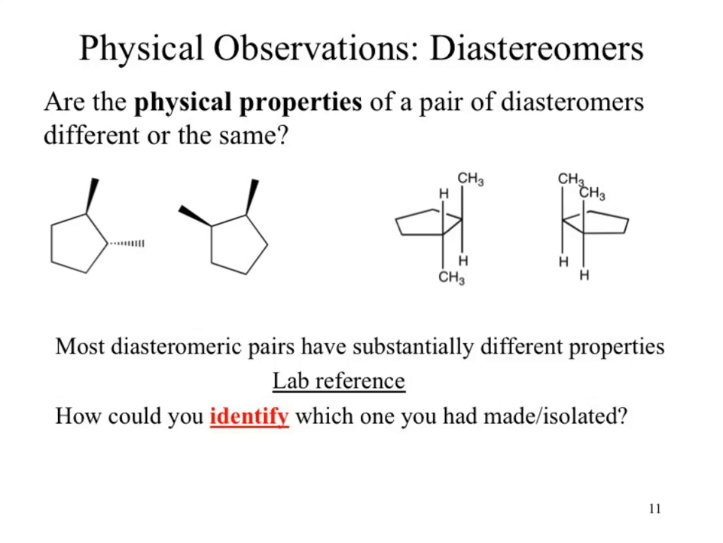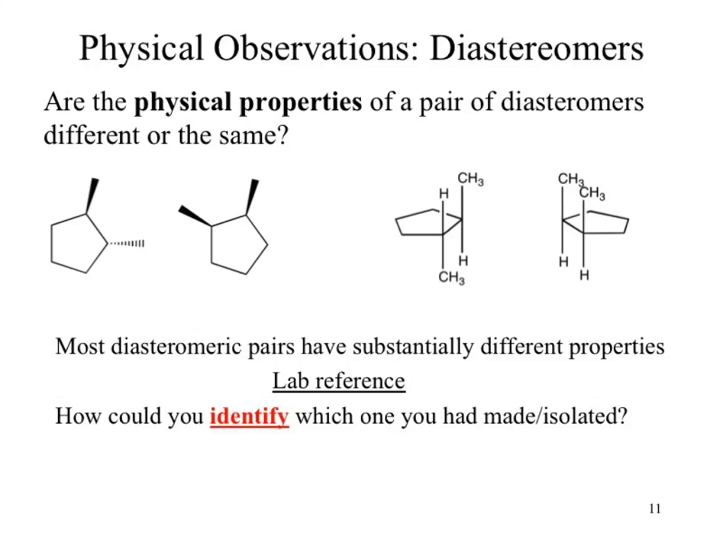You can do melting point, and you can do TLC. A couple of people have mentioned recrystallization. Recrystallization is not an identification technique. What does recrystallization do? It purifies.